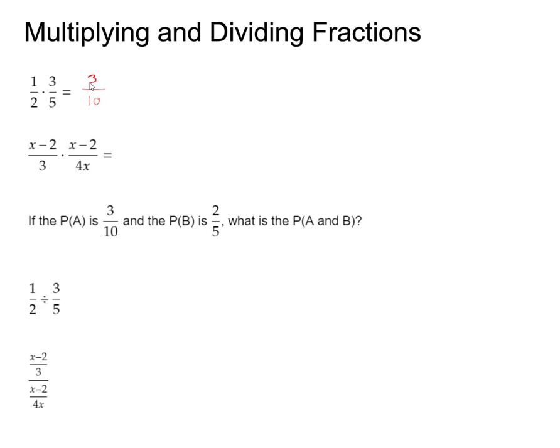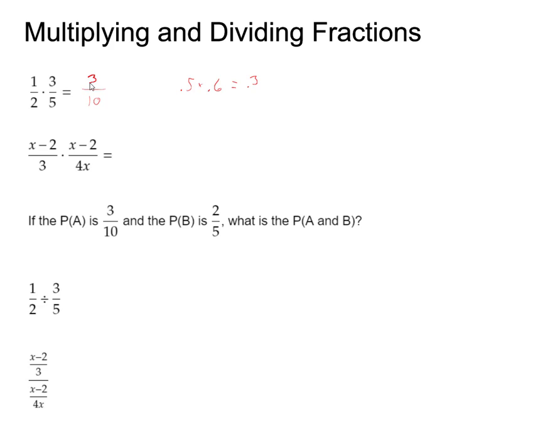We can prove that this is the case by converting 1/2 and 3/5 to decimals. So this is the same as saying 0.5 times 0.6. And if we multiply 0.5 and 0.6 together, we get 0.3, which is 3/10.